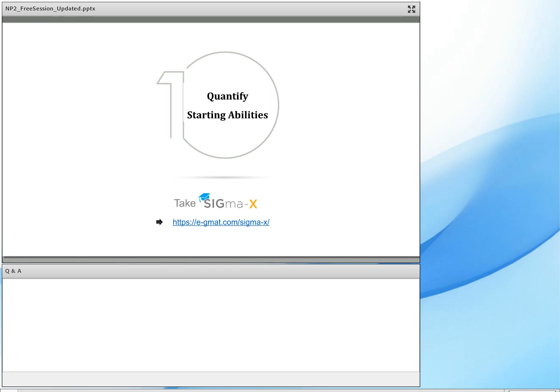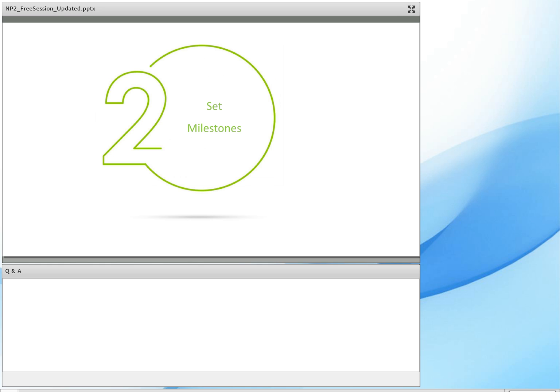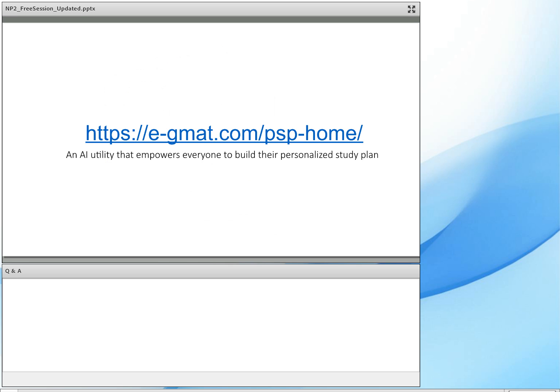Okay, and you can take a Sigma X mock by just either typing Sigma X mock or going to this URL. And if you ask a question in the Q&A pod, Manas would be happy to share this URL with you. The next thing you have to do is set milestones which would lead to you getting to your target scores. The way to do that is by going to our PSP, or our study planner tool, which we call GMAT Planner.